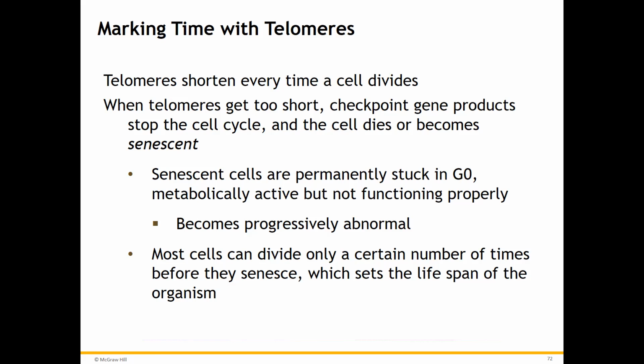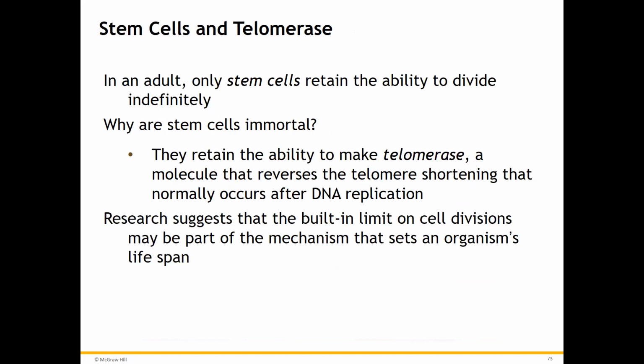So most cells can only divide a certain number of times before they senesce. And that's what we believe sets the lifespan of the organism. So if, say, 50 times, well, the lifespan of the organism is probably around 50. But for human beings now, we're believed to have a life cycle of somewhere around 78, 80 years old now. And so our cell divisions can probably go on approximately that number of times before apoptosis would be induced.